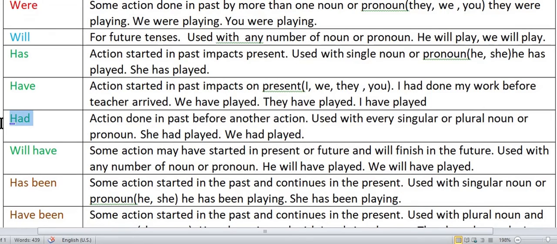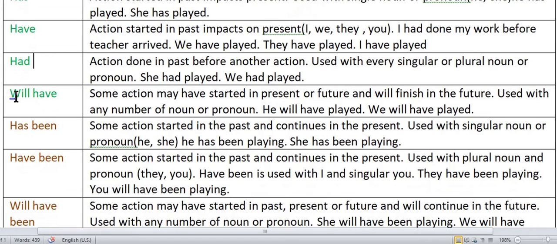Next we have had. Had is the past of the perfect, like an action in the past before another action, used with every singular or plural noun or pronoun. It's just like will, we can use any number of noun or pronoun, either single or plural. Like she played, we played. She is singular and we is plural, so it's okay with the had.